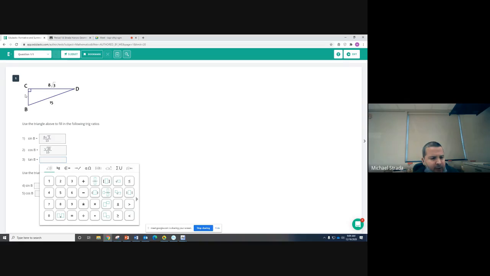Now the tangent is opposite over adjacent. So the idea is the opposite is the 8 root 3. The adjacent is the root 33. So we start with that: 8 root 3 over root 33.